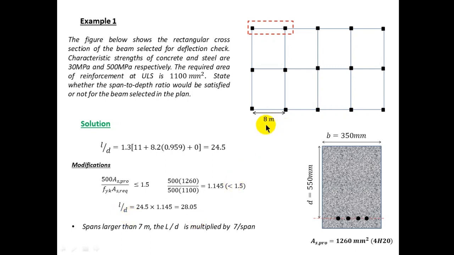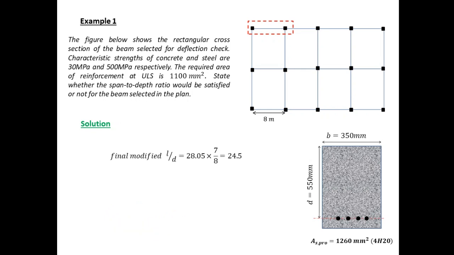Now my span is larger than 7, so I have to apply another modification, and simply this is 28.05 times 7, this is a constant, over the span. The effective span is 8 here, and that clearly reduces my allowable L over D. So it gets reduced from 28.05 to only 24.5. So I have my final modified L over D. This is my allowable L over D.